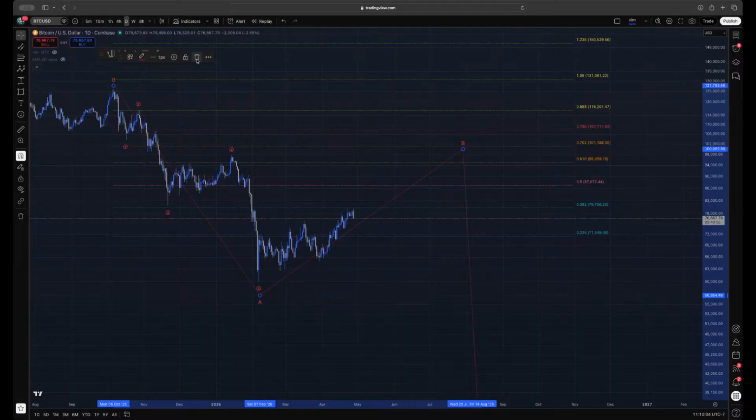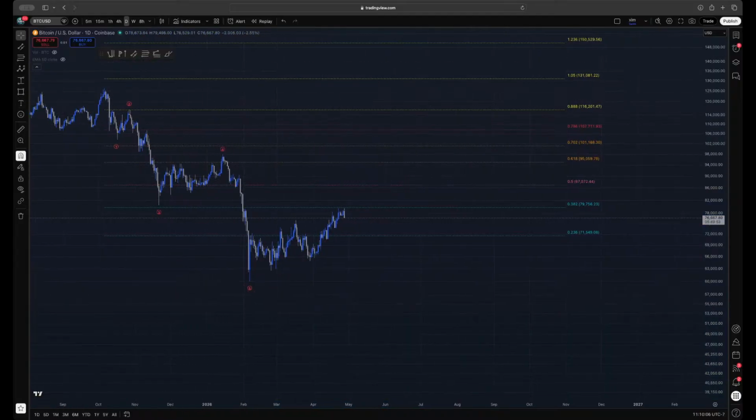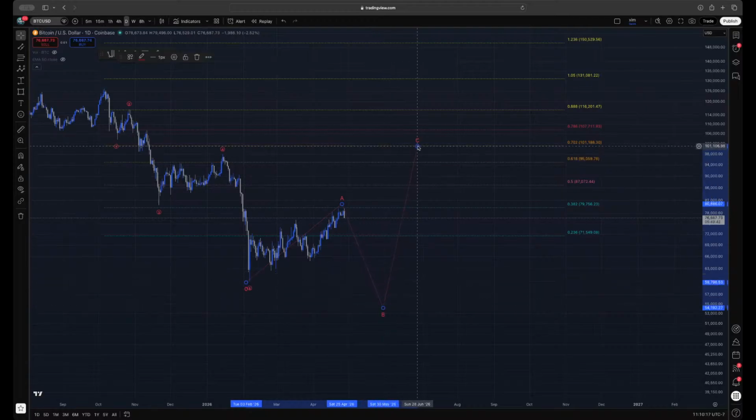Now, if we go in, we talk about this B wave taking longer in time. How could it do that? You could have 3 up in an A, make 3 down in a B, that comes to a 90%, if not expands to new lows before making a C leg up.